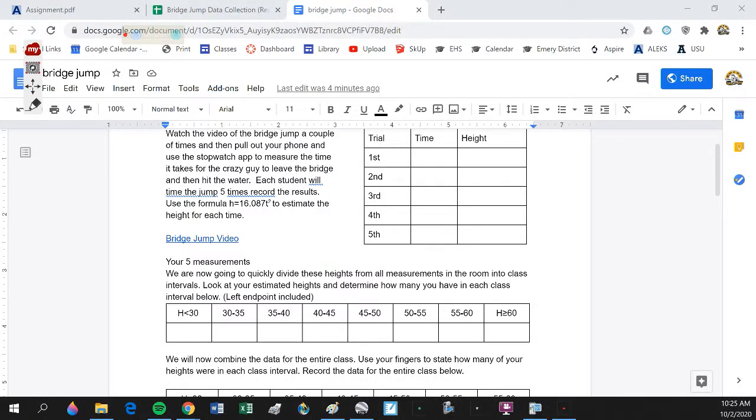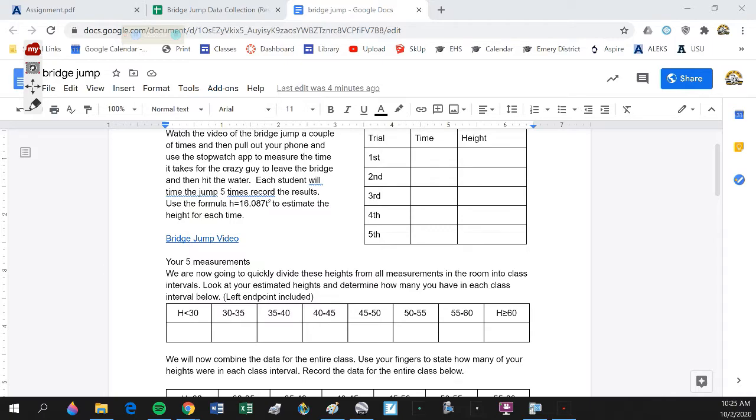Okay, so today we get to watch this crazy guy jump off a bridge. Watch the video a couple times and use your phone to time it. After you've figured out exactly when you want to start the video and stop the video, when he leaves the bridge and when he lands in the water, then you need to do 5 times.